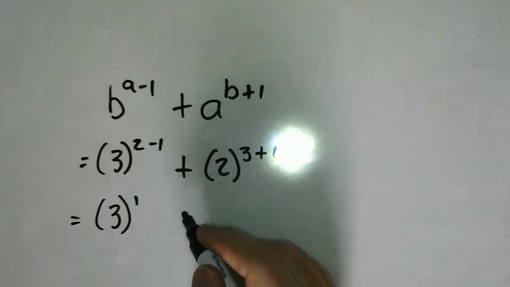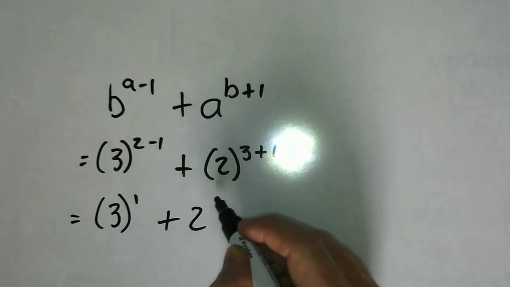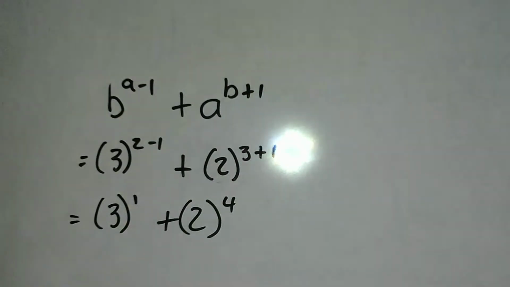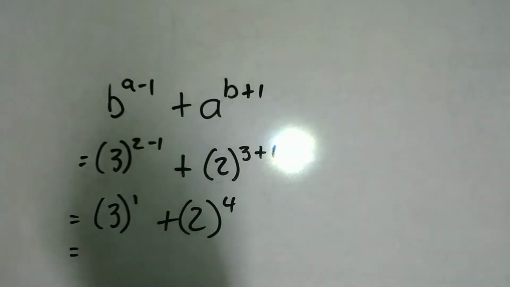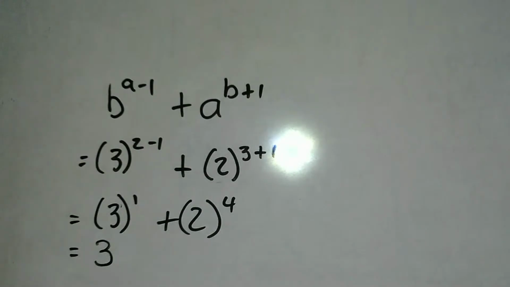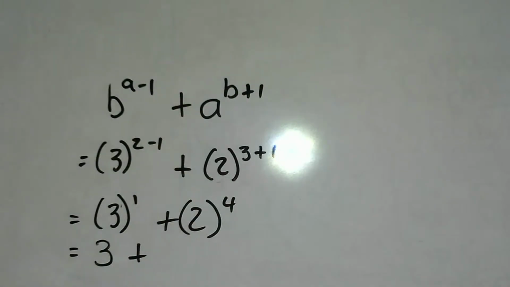And then the other thing here is that 3 plus 1 will be 4. Okay, so when I work this out, I'll get 1 times 1 is 1, which will leave you with a 3, plus 2 to the power of 4. So 2 to the power of 4 would be as follows.